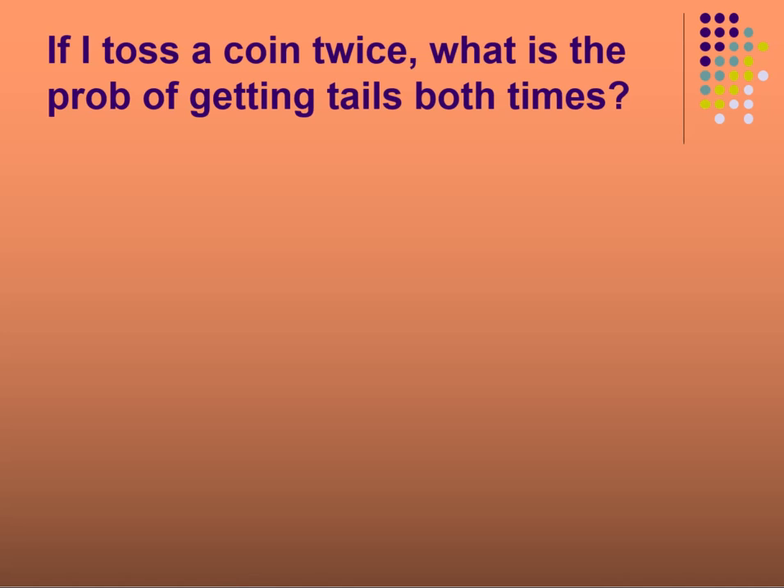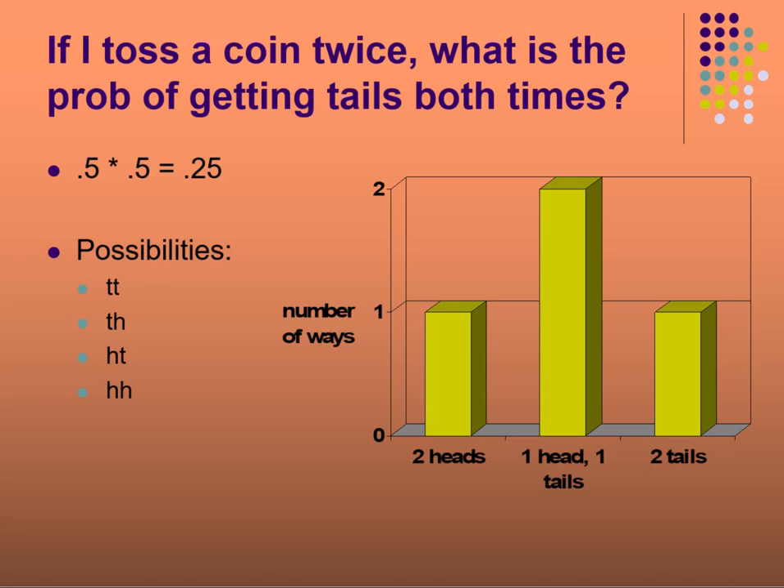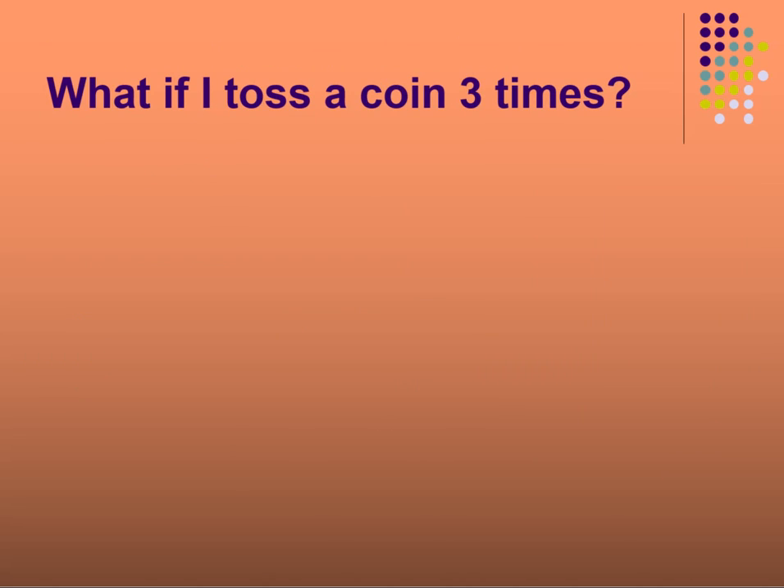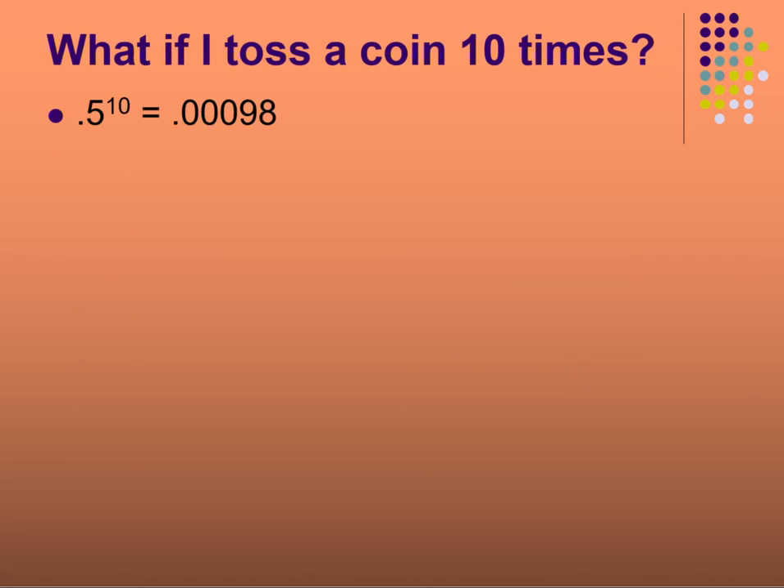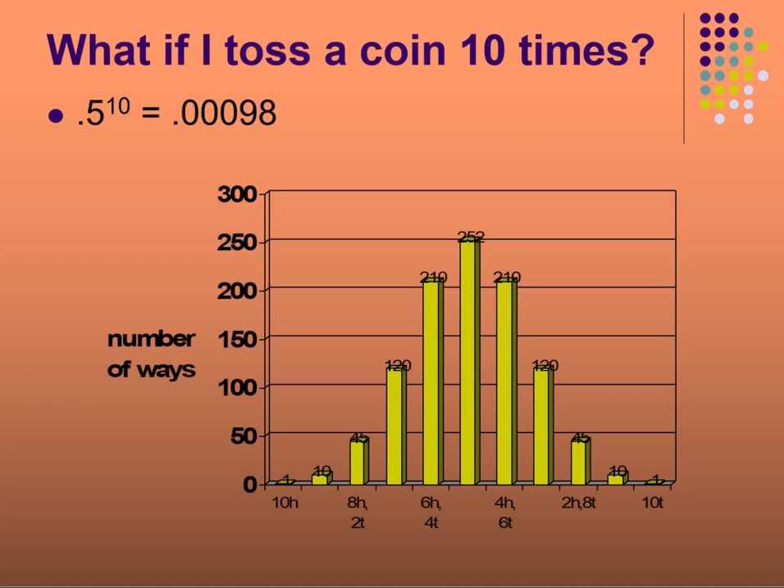That's going to be 1 over 2, which is 0.5 times 0.5, and we have a sampling distribution that looks like this. What if I did it 3 times? It's going to be 0.5 times 0.5 times 0.5, which will give us essentially 1 out of 8, and a sampling distribution that looks like this. Now notice it's starting to look more and more normally distributed. For 10 times, it's 0.5 to the 10th power, which is really just 0.5 times 0.5 times 0.5, and so on until we have 10 times, which gives us 0.098. And then look at that. It looks really well like a normal distribution.